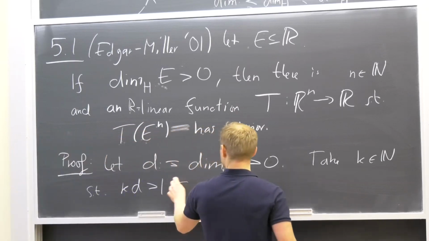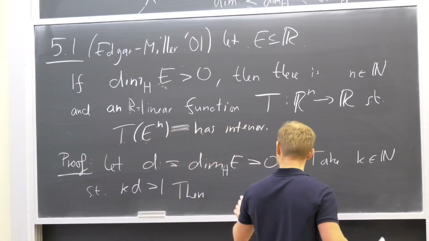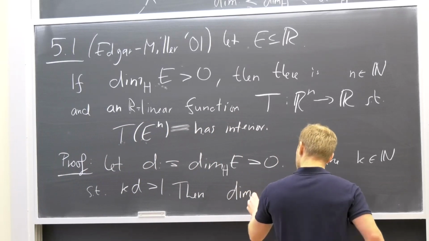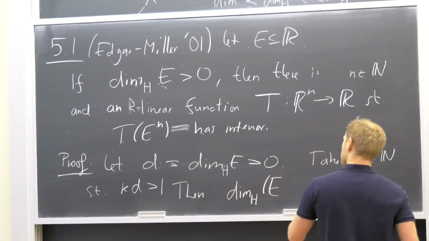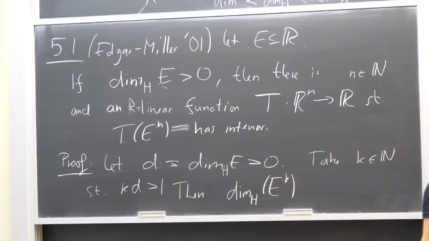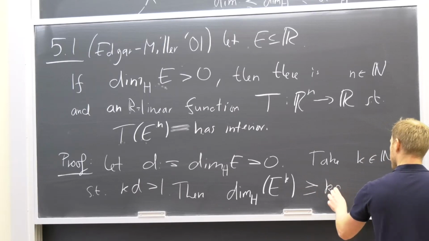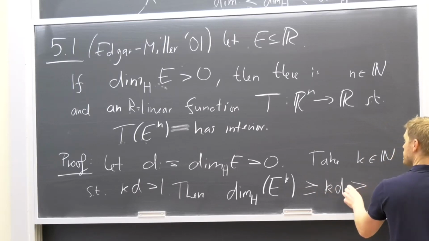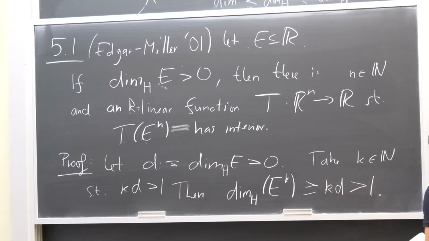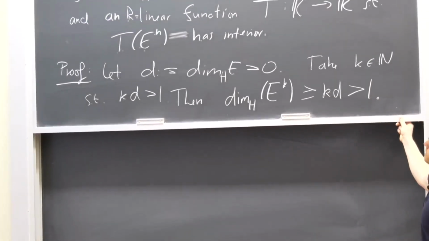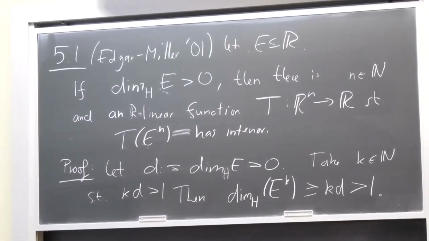But then, and this is one of the things I will use about Hausdorff dimension, it is known that if you take the Hausdorff dimension of the kth Cartesian power of E, this is larger or equal, not necessarily equal, to K times D, and hence in particular larger than 1. Okay.